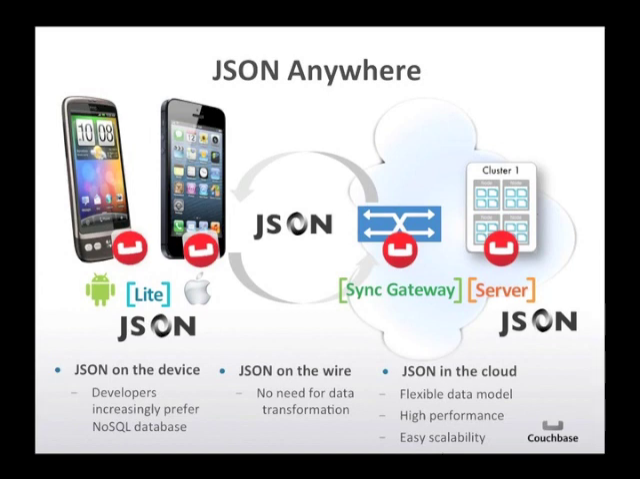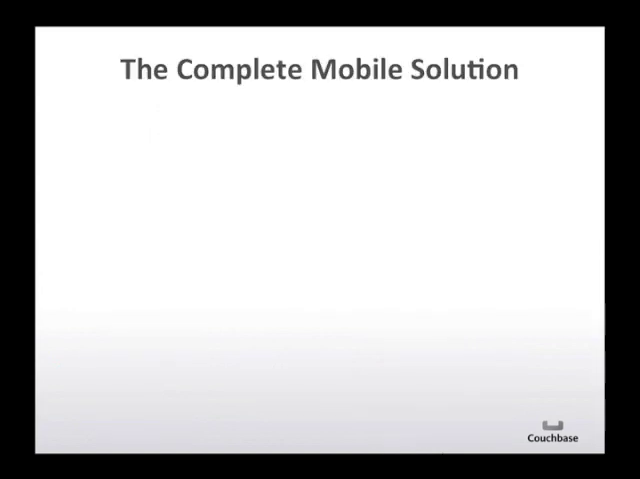this is already very popular with web application developers. But this makes a lot of sense for mobile application developers as well. And we've brought JSON back to the device with Couchbase Lite. So now we have JSON in the cloud, JSON on device, and we're also looking for JSON on the wire. So there's no need for data transformation. That's Couchbase Sync Gateway. And that's our complete mobile solution.